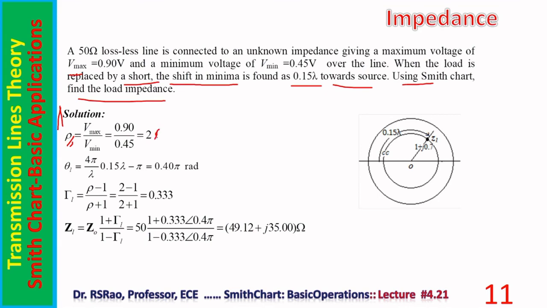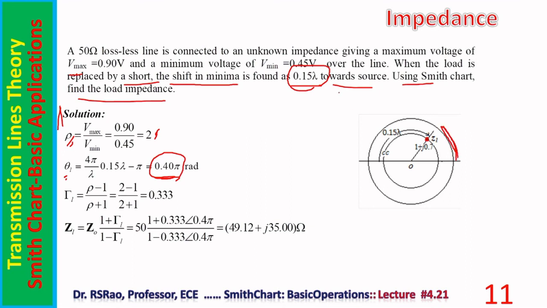Now, with this SWR, one can sketch the SWR circle over the Smith chart. Now, theta L can be found. What is theta L? It is the angle of the reflection quotient over the load. This theta L can be found as 4 pi by lambda into the displacement towards the source, 0.15 lambda, minus pi. It comes out 0.40 pi radians. From this, one can locate the load point. So this is the load. This is the reflection quotient angle.